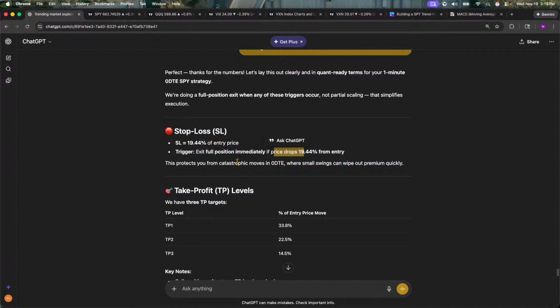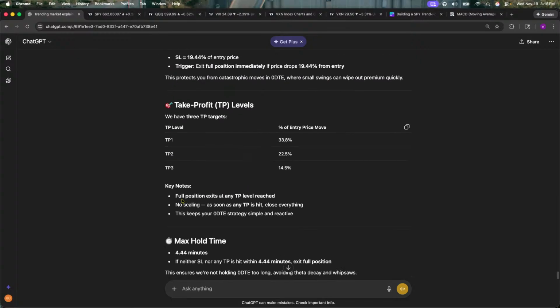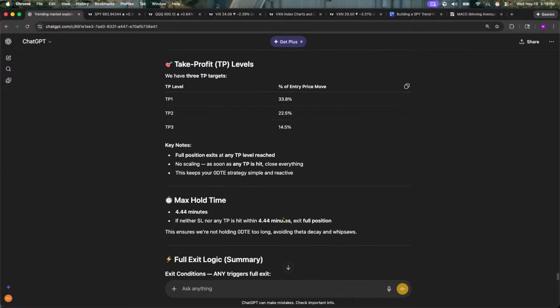I wanted to do a trailing take profit. No, I'm just gonna keep this. All right. All right. Let me just do this. Full position exit at any TP level executed. No scaling as soon as TP hit. Close everything. This keeps your 0 DTE strategy simple and reactive.